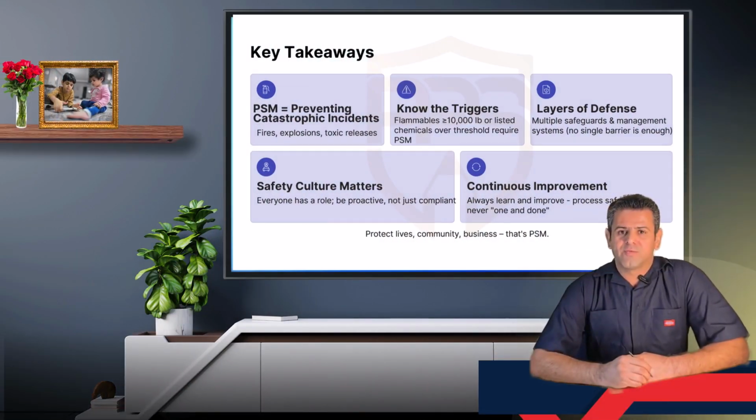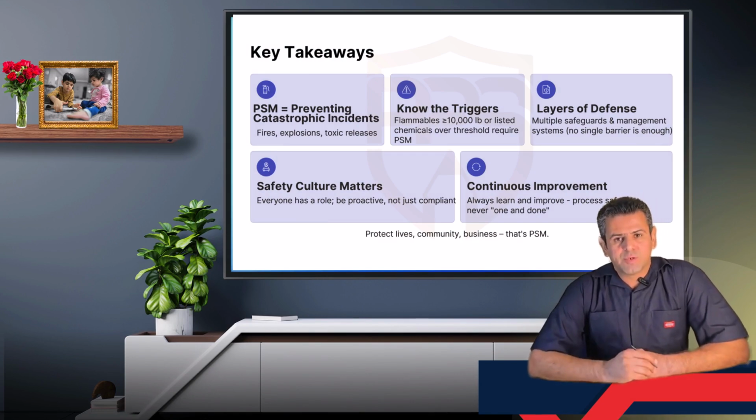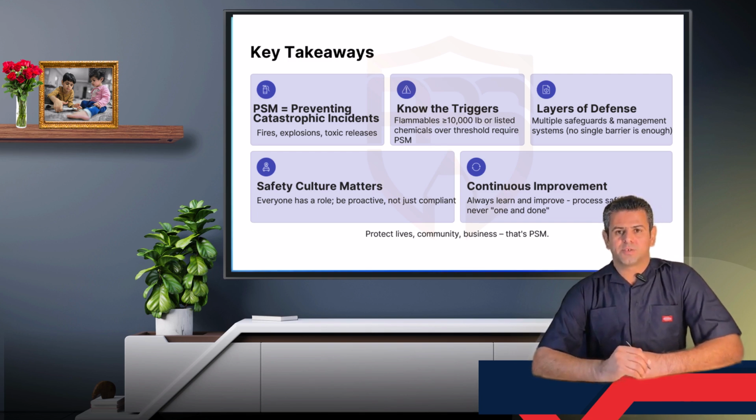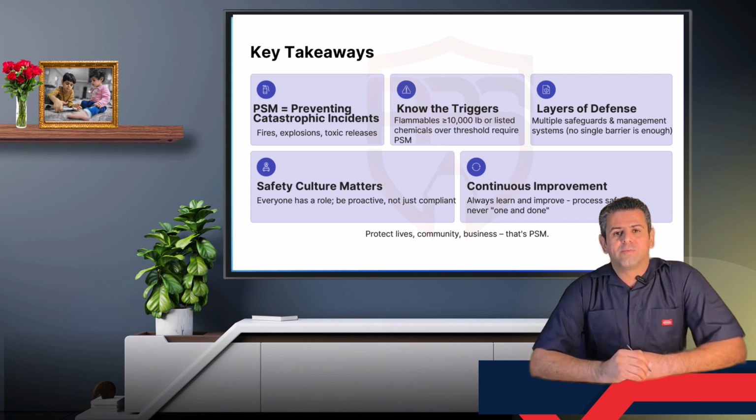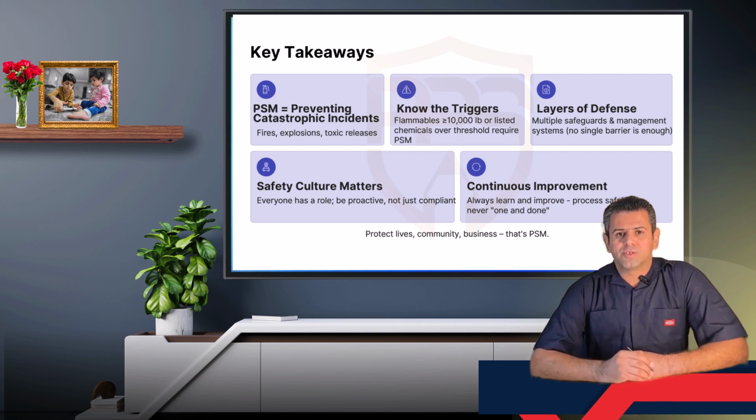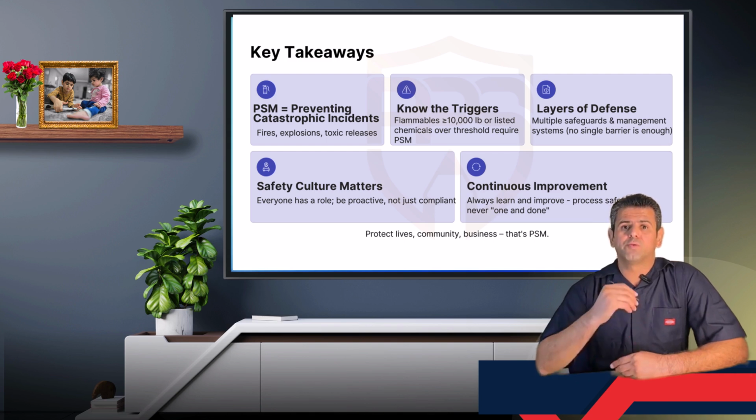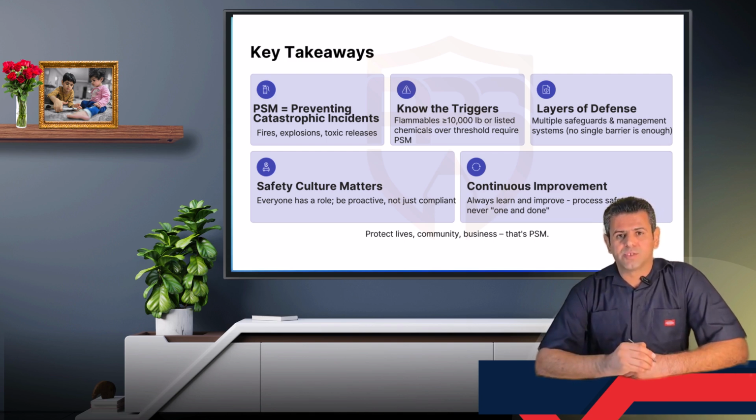In summary, process safety management, or PSM, is about preventing the big accidents in industries that handle dangerous chemicals. We learned that PSM provides a structured approach, often mandated by OSHA, whenever you have large amounts of flammable or specific highly hazardous chemicals. It's critical in places like oil and gas refineries, chemical plants, and even other facilities like water treatment or food processing that use hazardous substances.